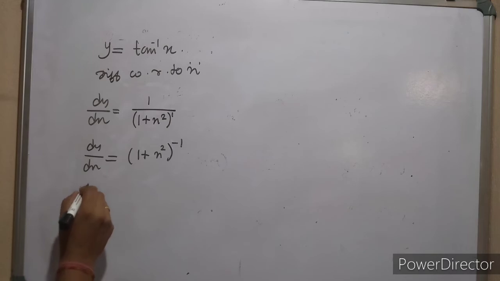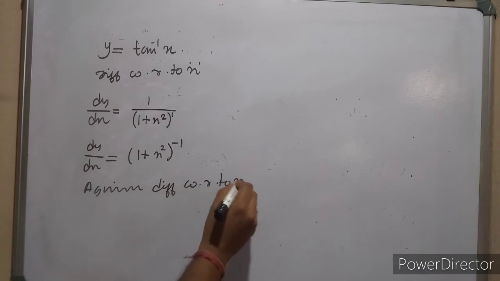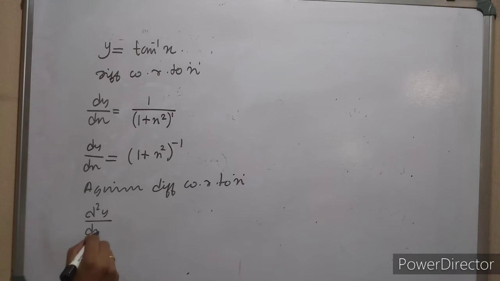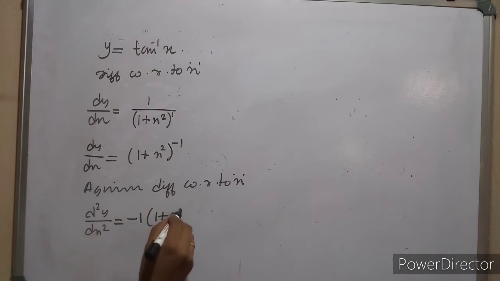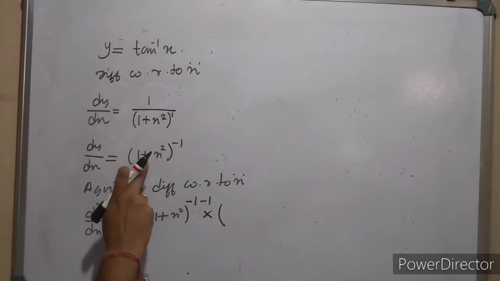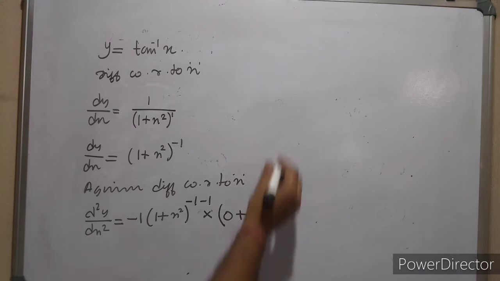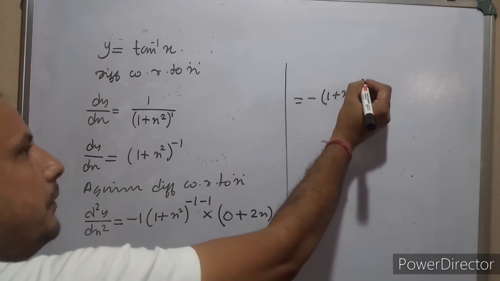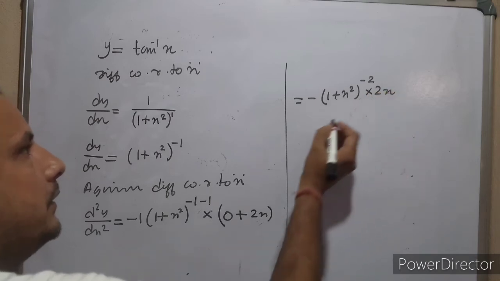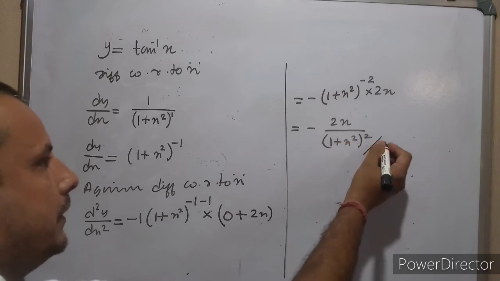Then I'll use the x to the power n formula. Again, differentiating with respect to x, we'll get d2y by dx square equals, this whole thing is considered as x to the power n. The formula is n x to the power n minus 1 into the derivative of the inner function. Derivative of 1 is 0 plus the derivative of x square is 2x. The final answer will be minus (1 plus x squared) to the power minus 2 into 2x. Now we can write this as minus 2x over (1 plus x square) whole square. This is the required answer.